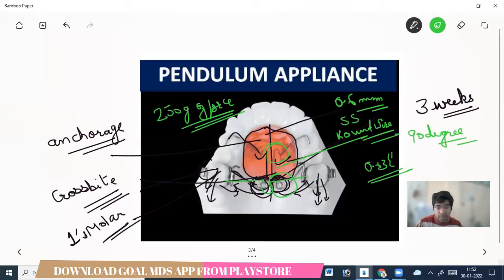So these are the important points regarding the pendulum appliance that you all have to remember. It is a very important topic that has been asked again and again in either the NEET or AIIMS entrance exam. So if you know this topic well, you can get a better score in the exam if questions related to this topic are asked. So this was all about the pendulum appliance.